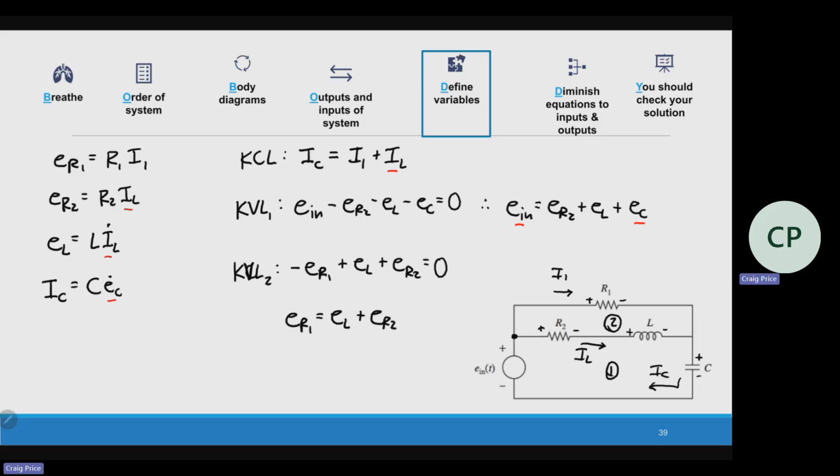Now, what I'm looking for here is because I have both a capacitor and an inductor, I'm looking for 2 first-order equations. I'm looking for one with an IL dot, and I'm looking for one with an EC dot. And then from there, we can combine it to get our final transfer function that the problem asked for. Okay. So let's take KVL1.